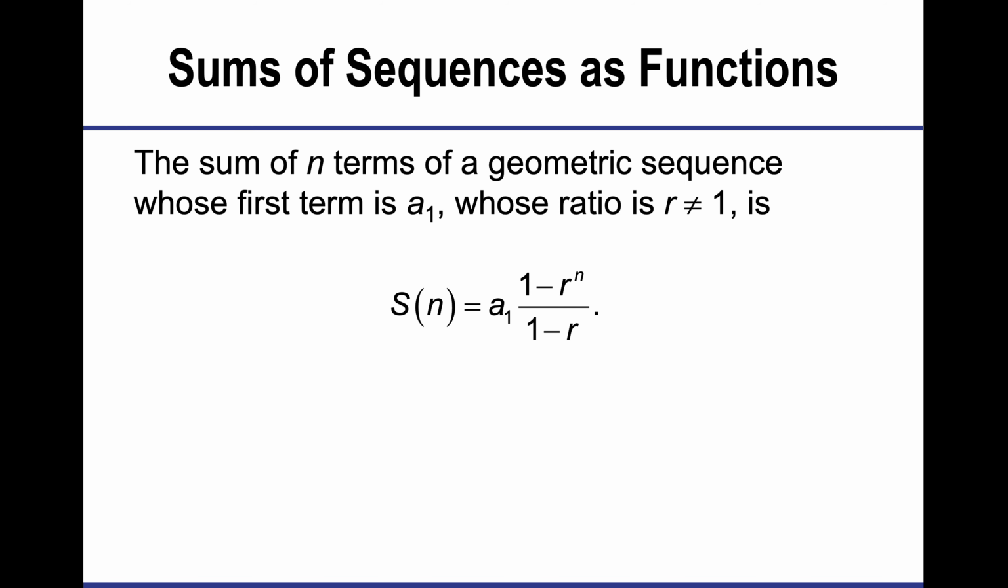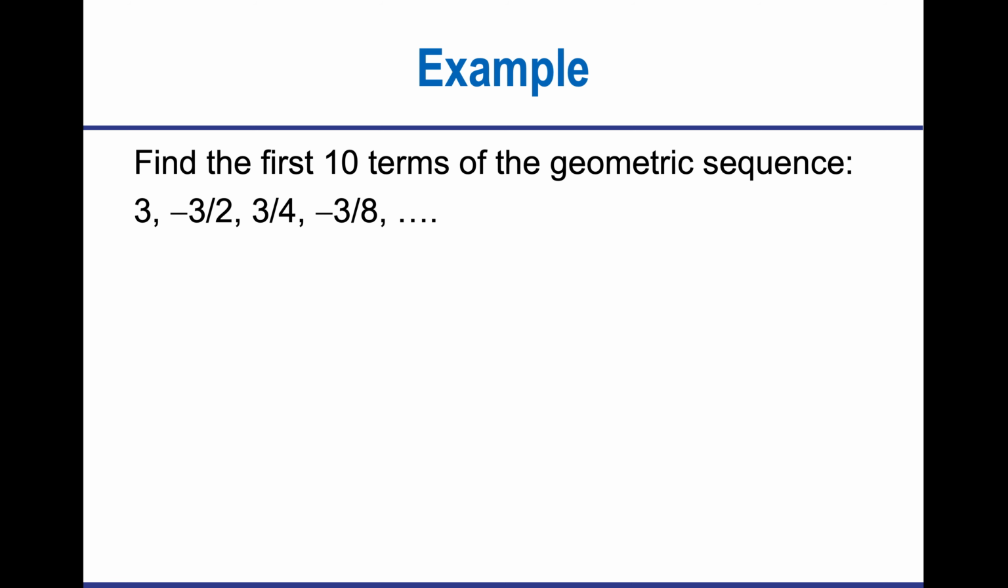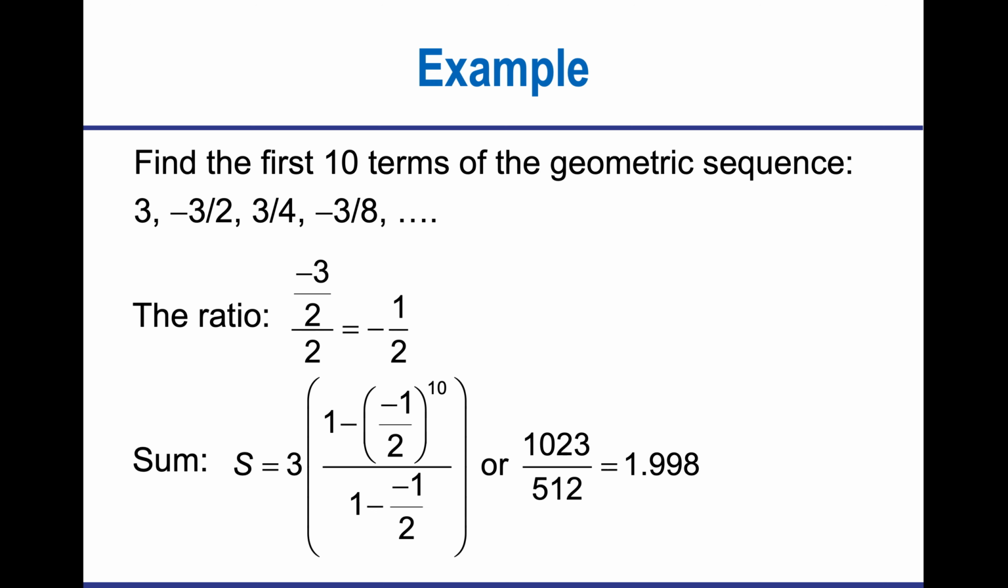The sum of a geometric series is not as pretty. It's going to involve putting that top numerator into a set of parentheses and that bottom numerator also into a set of parentheses. So if I want to find the first 10 terms of this geometric sequence, I'm going to plug it in to my formula. I'm going to take each one and divide it by the common ratio. Then I'm going to find the sum.